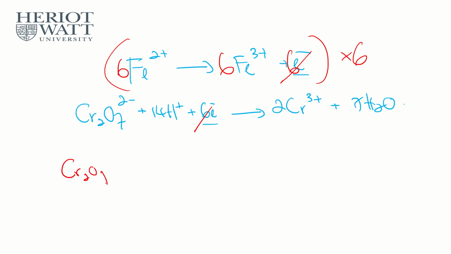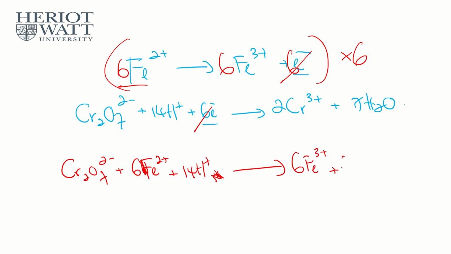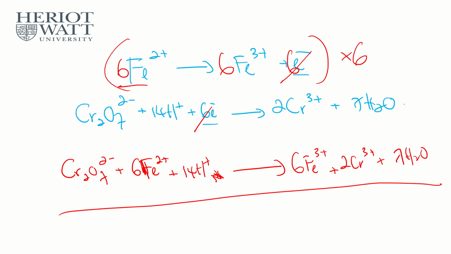So Cr2O7 2-, plus 6Fe2+. All right, whatever is on the left, plus 14 H+, no more electrons. Turn into whatever is on the right, just put it in: 6Fe3+, 2Cr3+, plus 7H2O. Just copy it down. Once you have balanced the electrons, it's very simple. Now this is the overall redox equation. Okay, I hope you can get that. So this is how we come up with the redox equations.